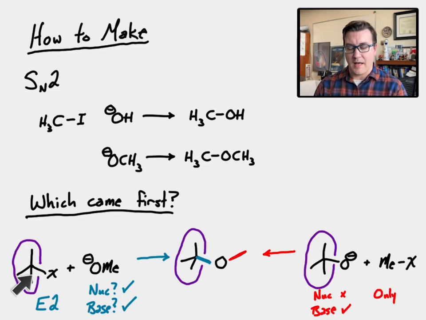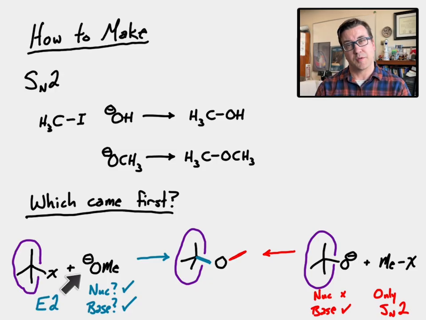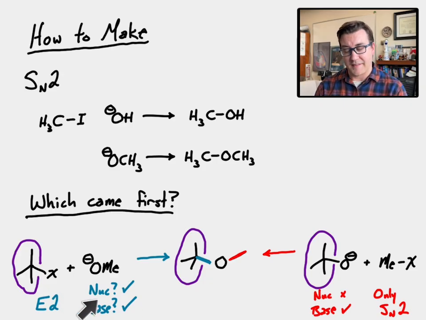We know from our previous work that this type of tert-butyl halide undergoes E2 mechanisms. It doesn't undergo SN2 chemistry. Methoxide is both a good nucleophile and a good base, and the fact it's a good base is going to be problematic for this reaction.